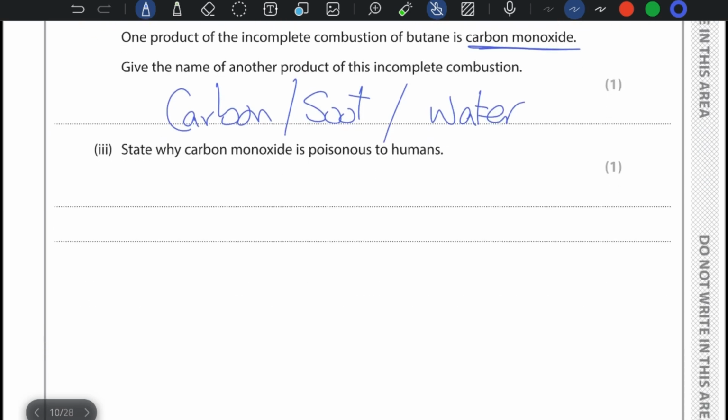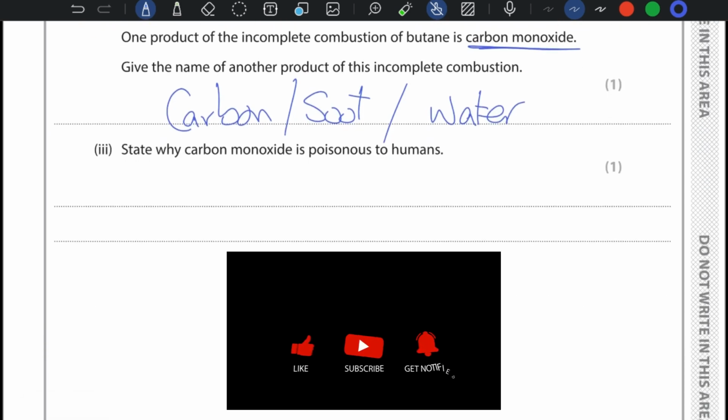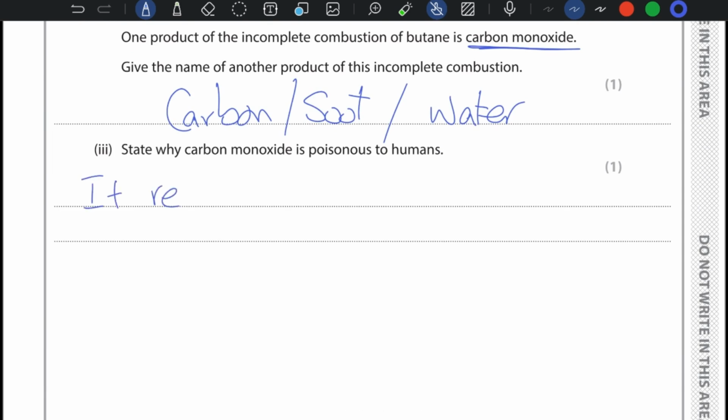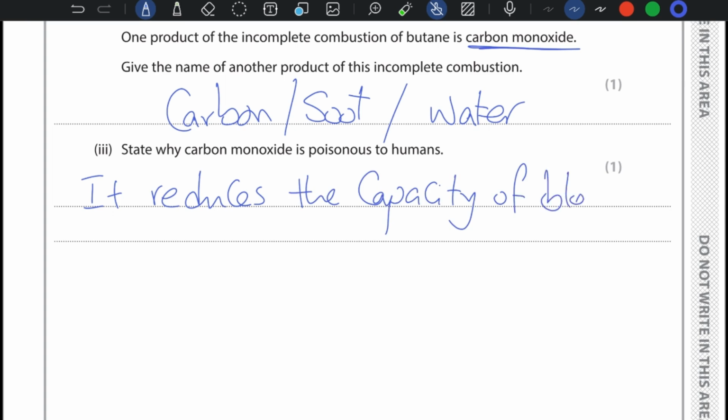State why carbon monoxide is poisonous to humans. Because it decreases the capacity of blood to transport oxygen.